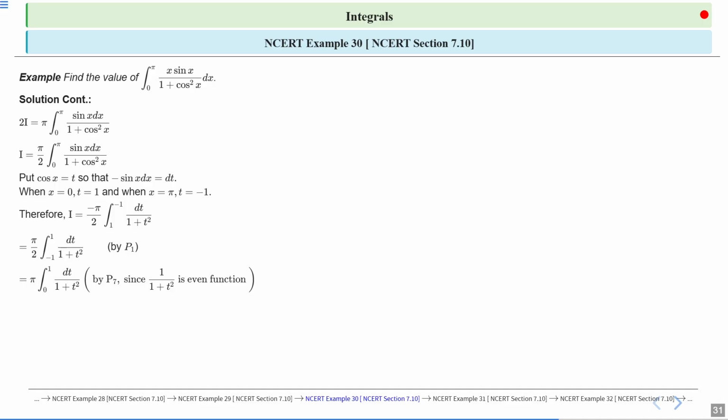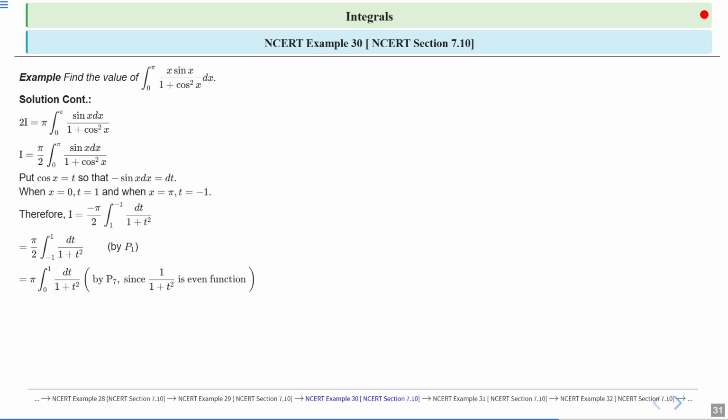And since the limit is from minus 1 to 1, that is minus a to a, we can use the property of even and odd functions, and 1 by 1 plus t square is an even function. How can we say it is even or not? Just take f t is equal to 1 by 1 plus t square and put f minus t. When we replace by minus t, we get 1 by 1 plus minus t whole square. So again it becomes 1 by 1 plus t square. So the given function is an even function, so we apply the property of even function. Now my integral becomes 2 into the integral from 0 to 1 of dt by 1 plus t square.